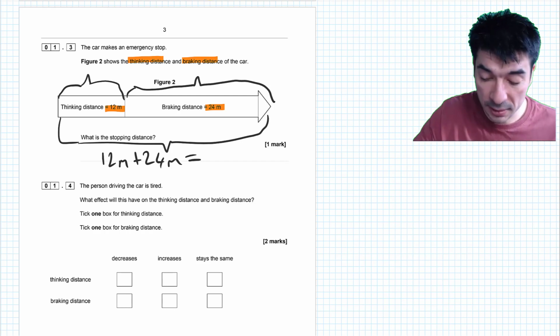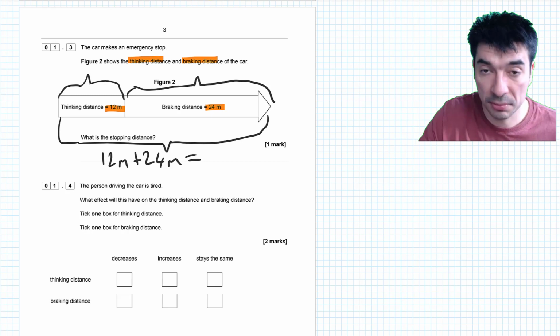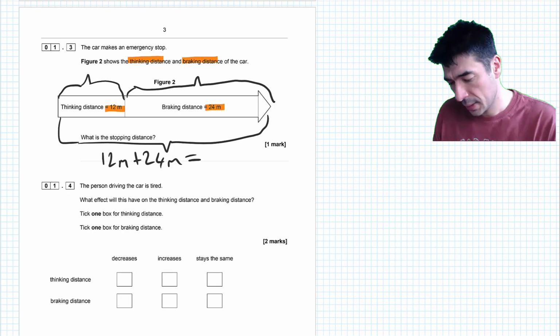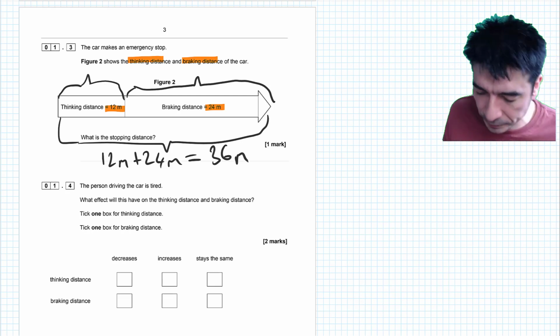So it makes sense to try and make it smaller overall, and things you can do to control that: good tires on this side, and the person driving it needs to be alert, awake, and healthy. All the rest of it. Right. So what we're gonna do: 12 plus 24. I can do that in my head. 36 meters.